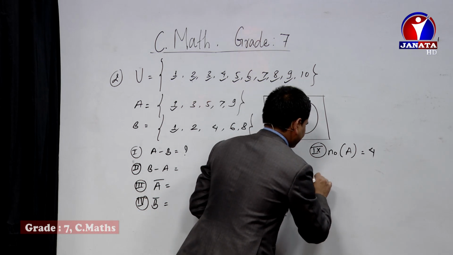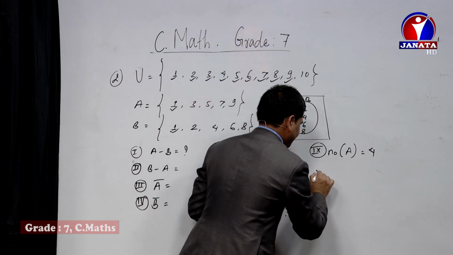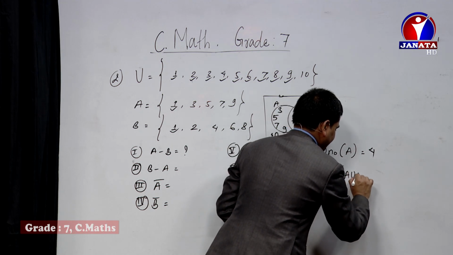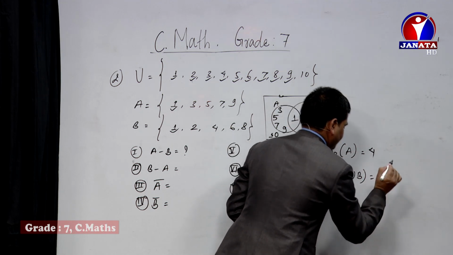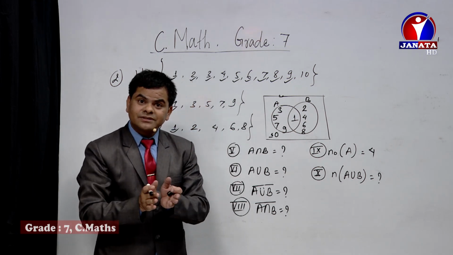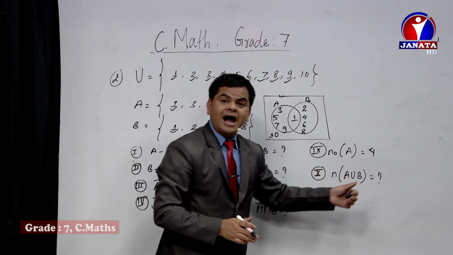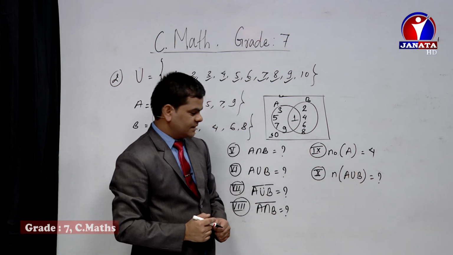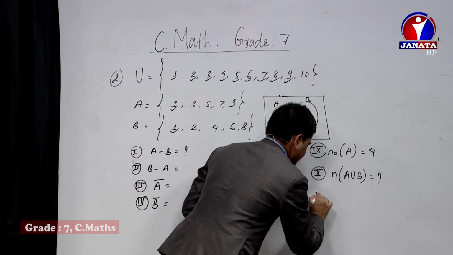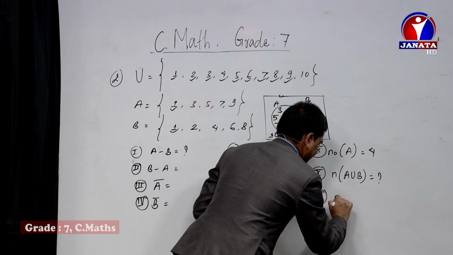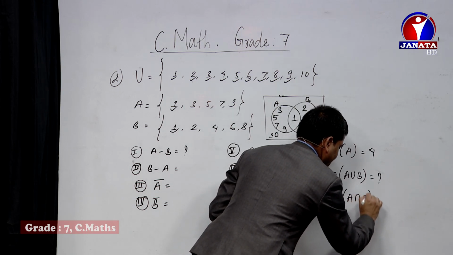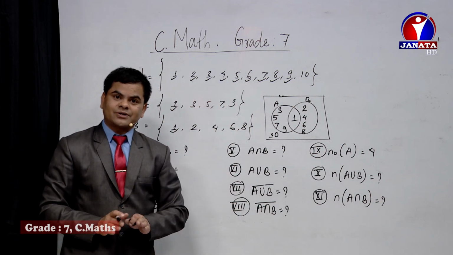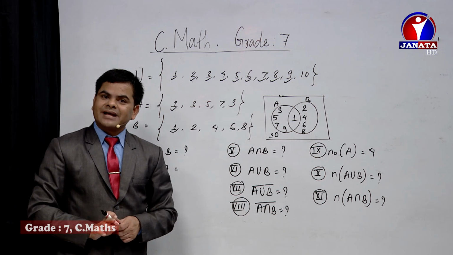So if you have to find out this one, dear students, I will give you an extra question. In number 10, can you find out the number of A union B? Just count how many elements are there in the place of A union B, and just write the digit. Now, number 11, can you find out A intersection B? Solve all these questions, and then you can show them to your expert.